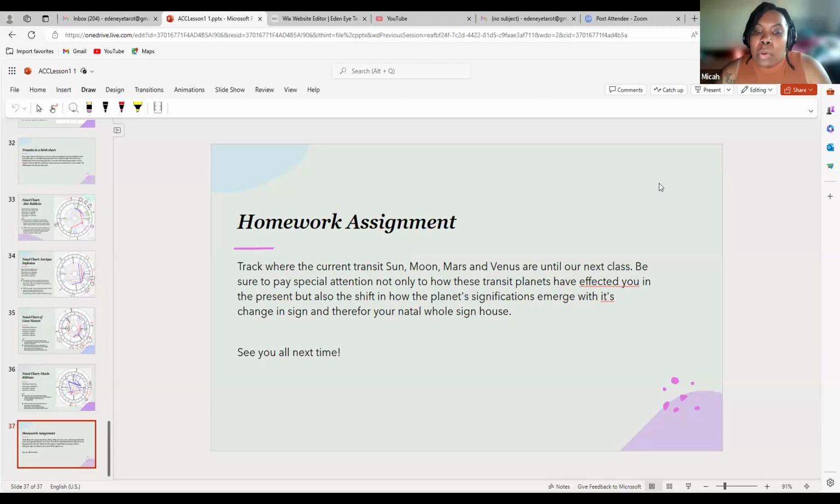Between now and the time that we meet next month, the sun will have moved into a new sign, so by whole sign, it will have moved into a new house. The moon will definitely have moved quite a few times. Mars will have moved again. And I think Venus will still be in Aries, probably at the end of Aries by the time we see each other next.